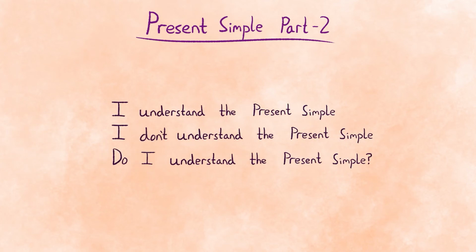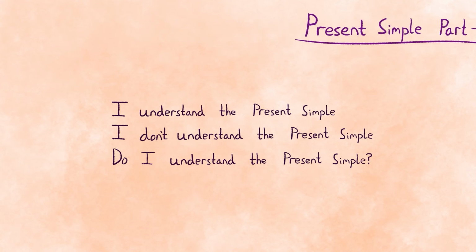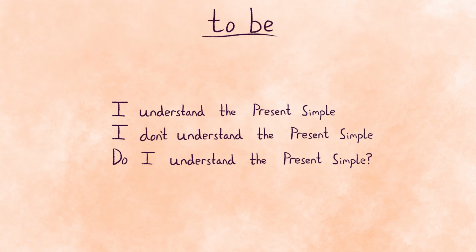This is part 2 on the present simple tense. If you haven't seen part 1, you can find the link in the description. So, we already learned how to make sentences like these, with the auxiliary verb do. Now we're going to look at the present simple with the verb to be.